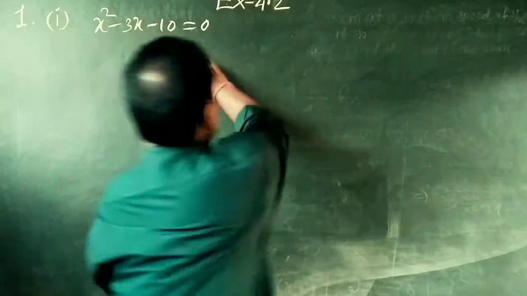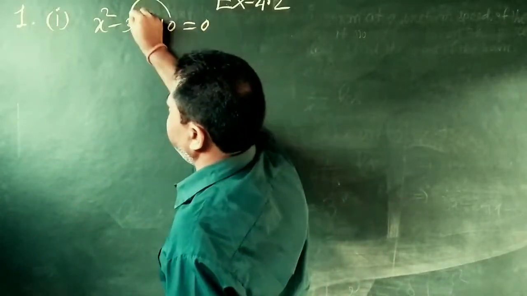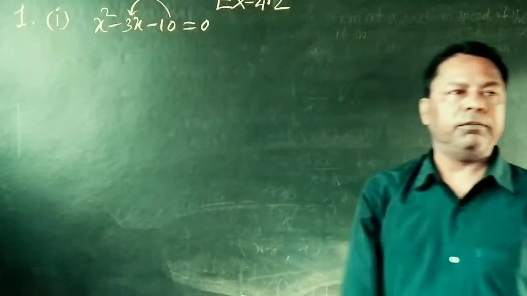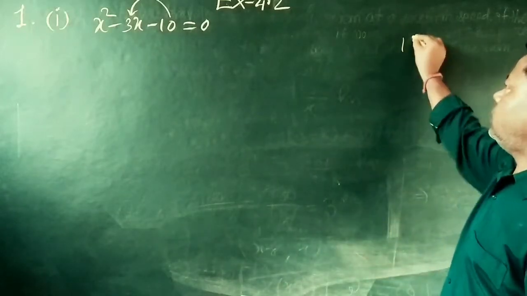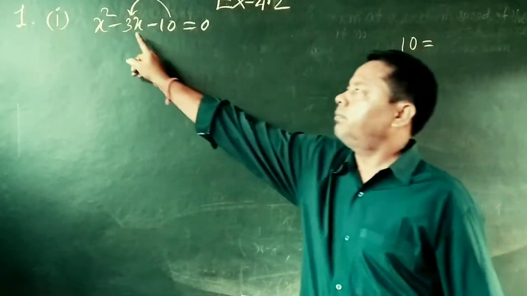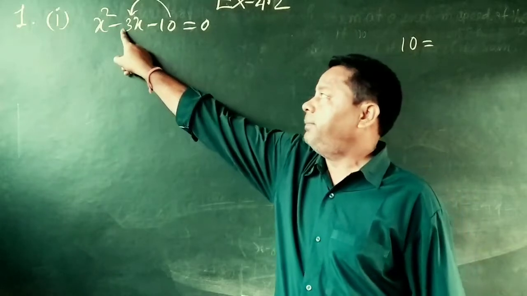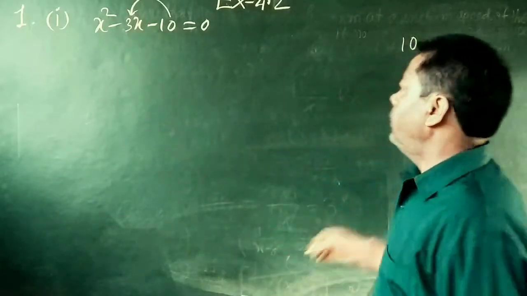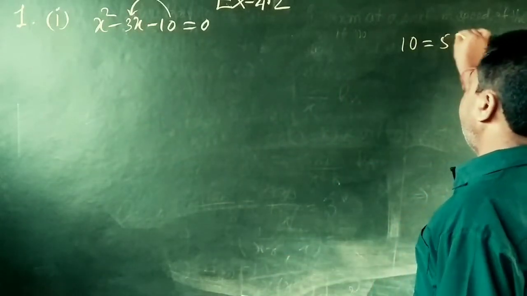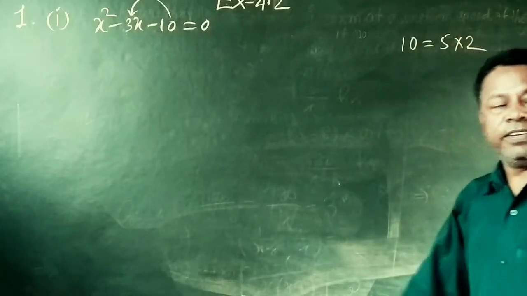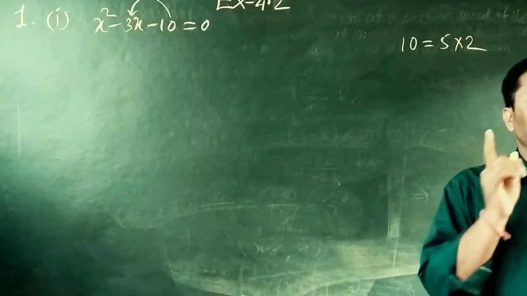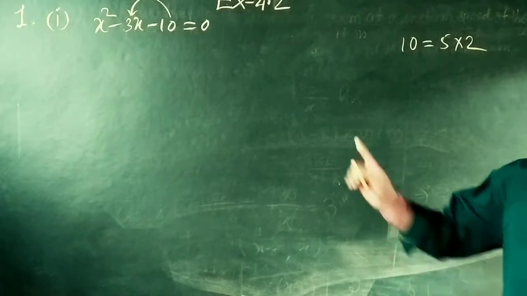So here we need factors of 10 that make the middle term 3. This is called middle term splitting. The coefficient of the middle term is 3. The factors of 10 are 10 and 1, 5 and 2. There are many factors, but we will take the pair of factors which can give the middle term.